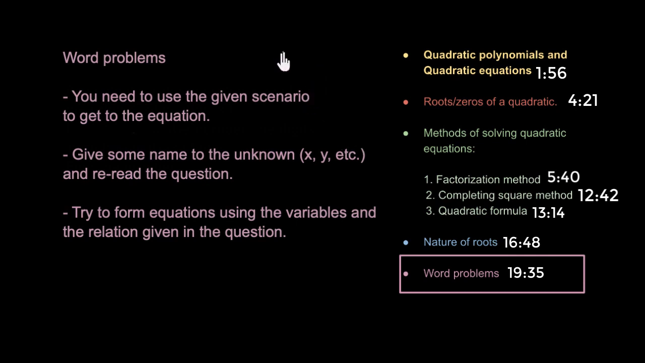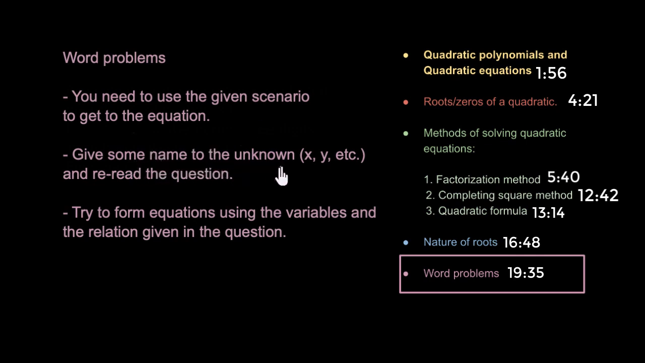So basically, when you see a word problem, always try to think in terms of these three steps. You need to use the given scenario to get the equation. You cannot directly see the equation given. You always need to use the given scenario, given English statements to get to the mathematical equation.